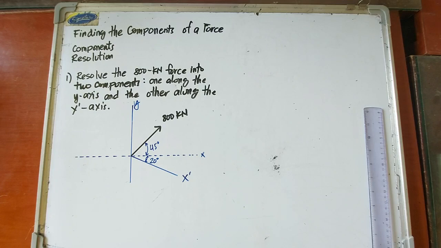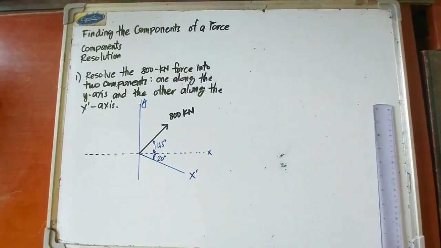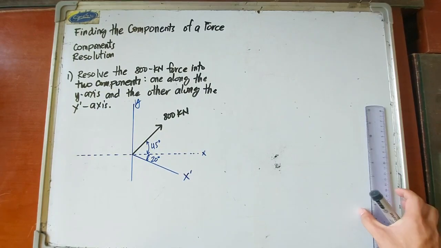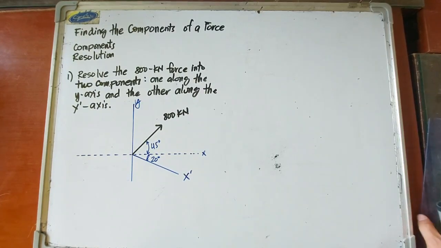So anyway, let's continue our discussion still on forces. We have discussed before how to solve for the resultant of a system of forces. Now this time we're going to do the opposite. Kung sinabi nating resultant, we are going to add or convert yung system of forces, 2, 3 or more forces into a single force.